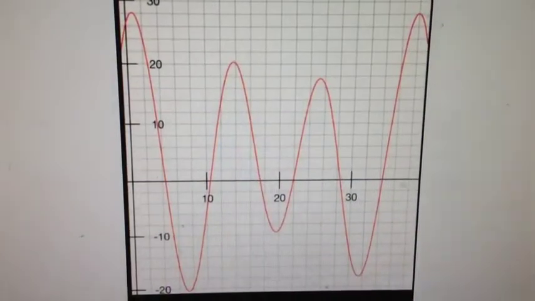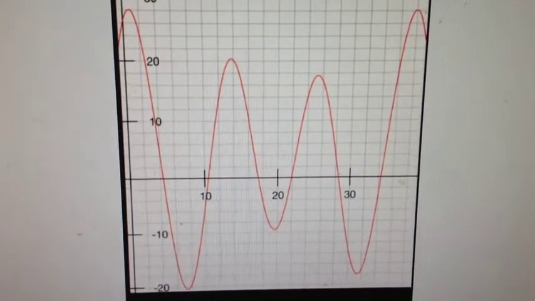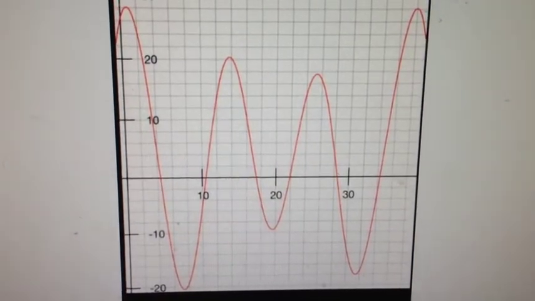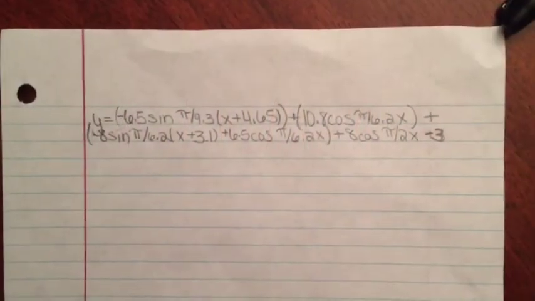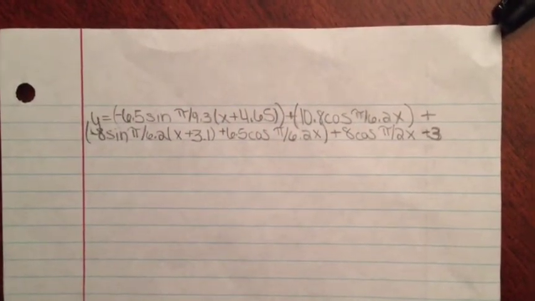Here is my final graph, which is a combination of all the other graphs put together into one graph. Sounds kind of confusing. And here is the final equation of the final graph.